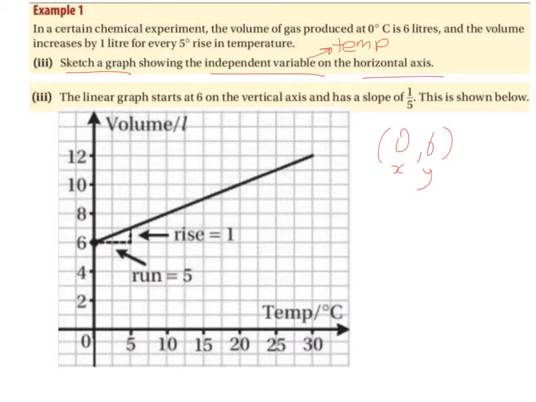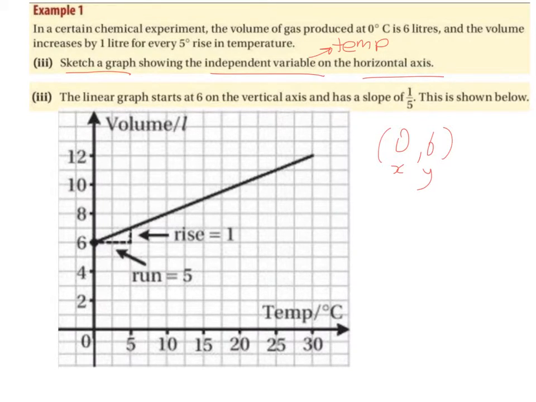There's no rule about how far up we have to go on the y-axis, but since we're starting off at 6, we'd want to go up to at least around 12, which is twice that. But we could go up as far as 15 or 20 if we wanted to. There's no rule as such, but you definitely want to go up at least as far as 12.